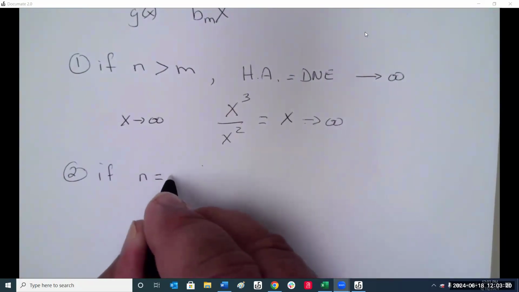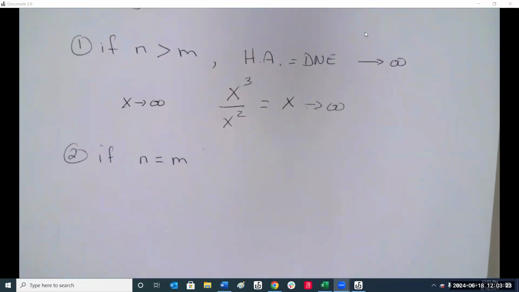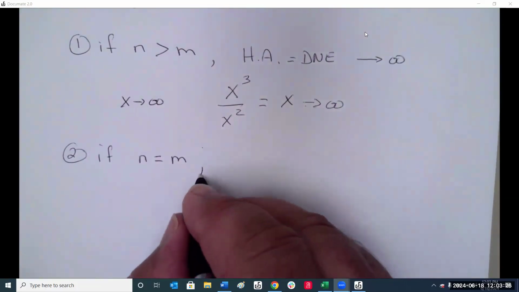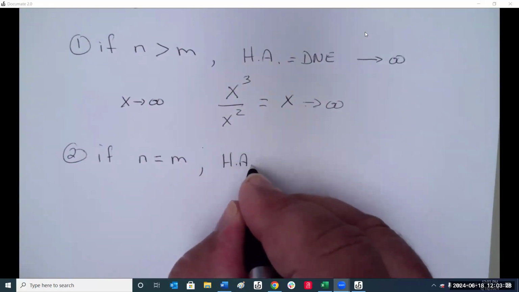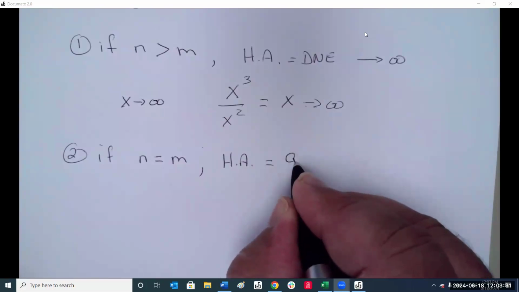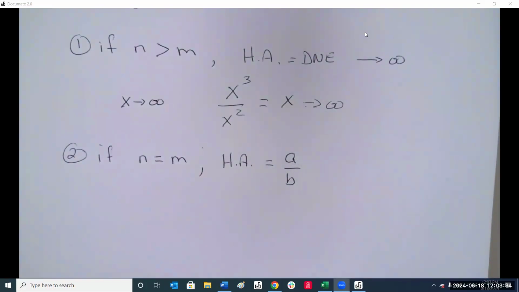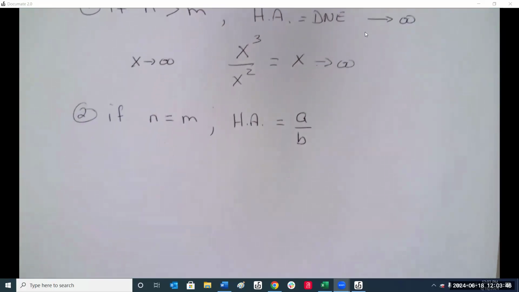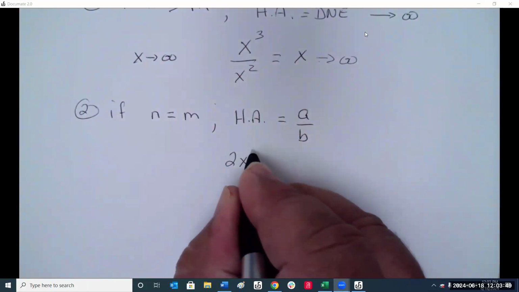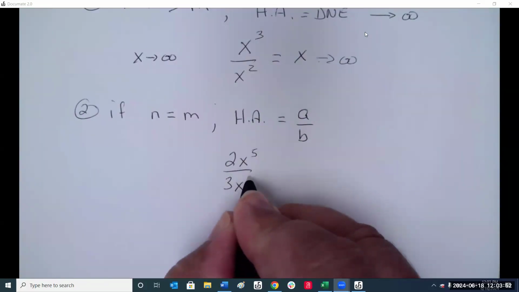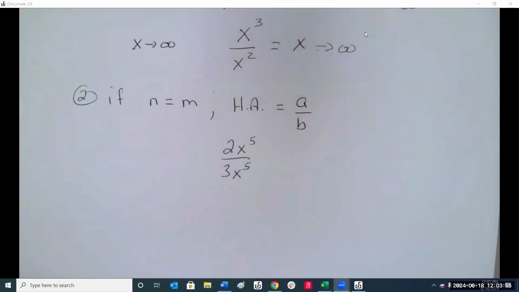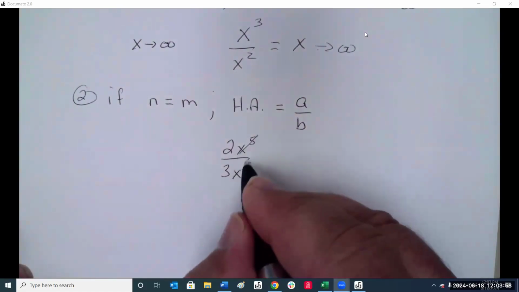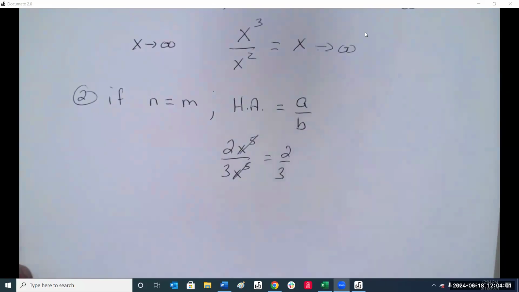If the degree of the numerator and the denominator are the same, then the horizontal asymptote is simply the ratio of the leading coefficients. Here's an example. 2x to the fifth over 3x to the fifth. Remember, anything smaller than that is irrelevant. The x to the fifths cancel, we're left with 2 over 3.